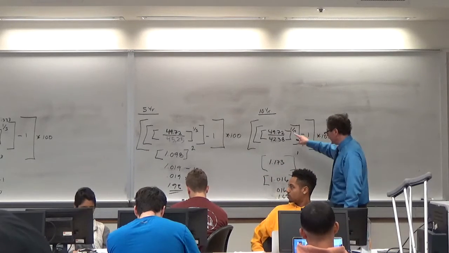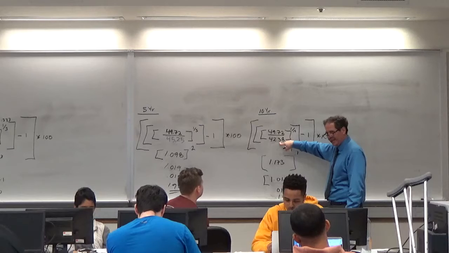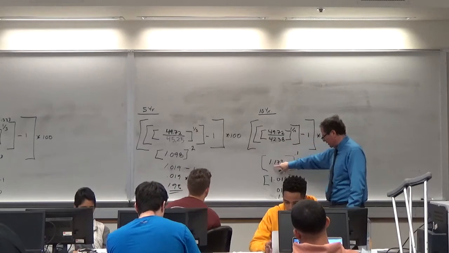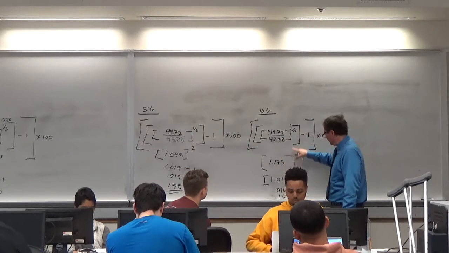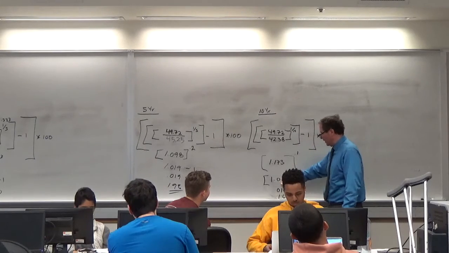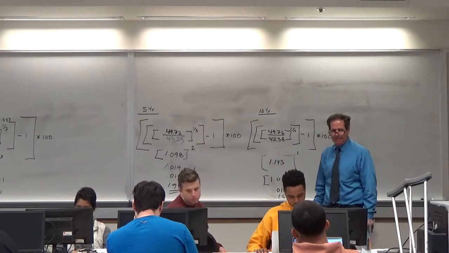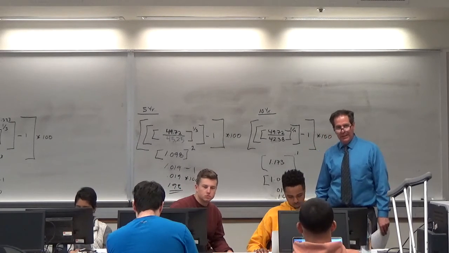And then for the 10-year, January 1st, 2020, January 1st, 2010, you take the ratio, 1.173, to the 1 divided by 10, which is 0.1, you get 1.016, and we know that it's 1.6%. Okay? Any questions?